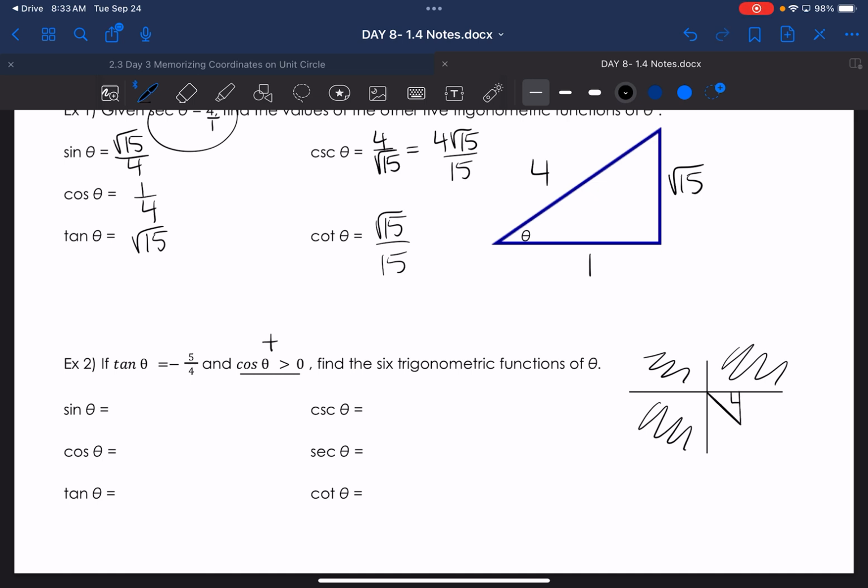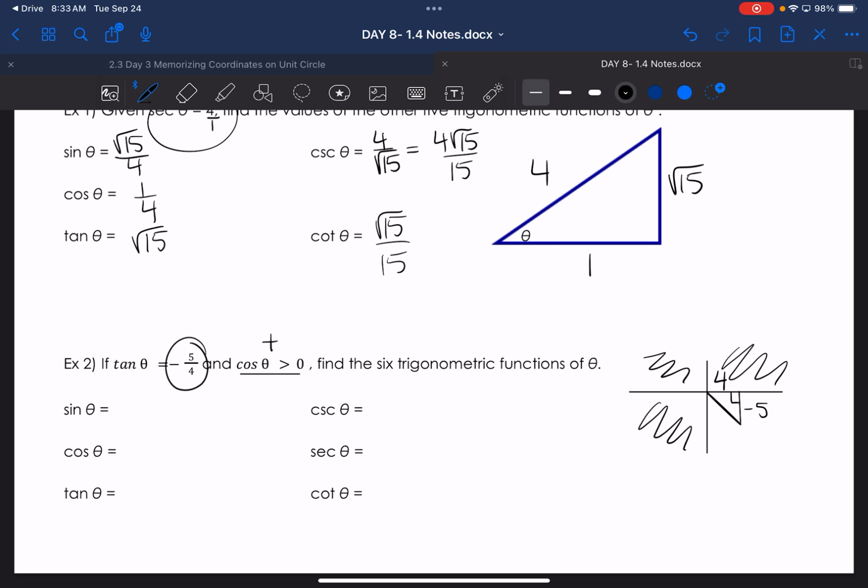All right, and I know that my y value is what? Negative. And what number would it be? -4. So remember, tangent is y over x, right? So this would be -5, and this would be +4. We do know that the 5 is negative in this quadrant, so that lets us know which one of those numbers was negative based on the quadrant it landed in.